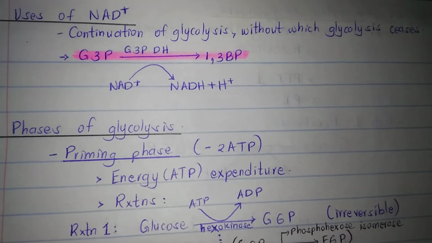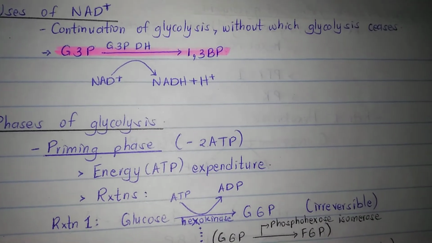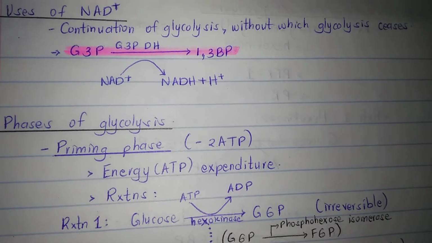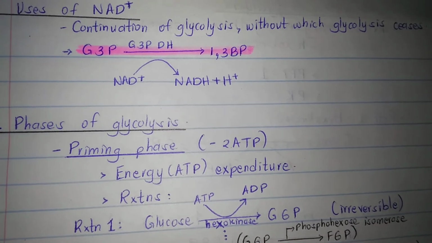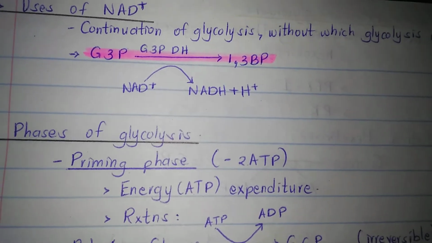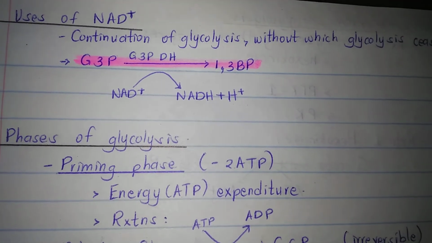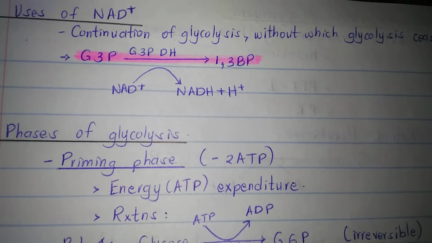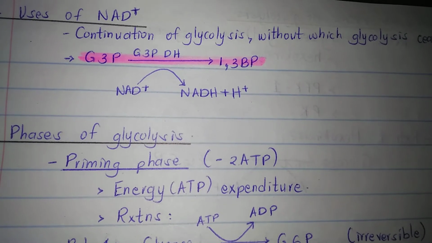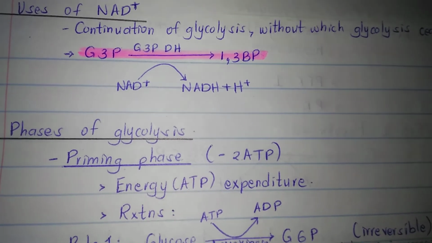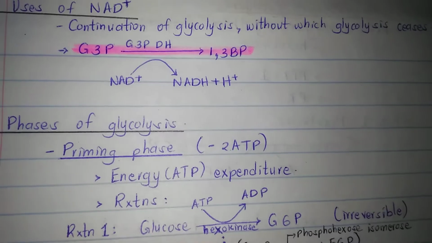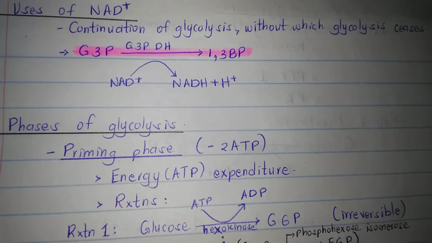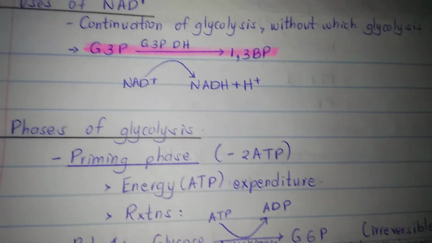So for example, this NAD+ is going to be used in this reaction in glycolysis, where we're going to convert glyceraldehyde 3-phosphate to 1,3-bisphosphoglycerate using the enzyme glyceraldehyde 3-phosphate dehydrogenase. And you see here we're using the NAD+, which is going to be reduced to NADH.